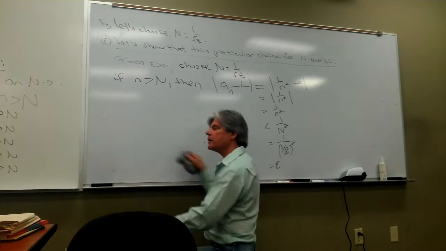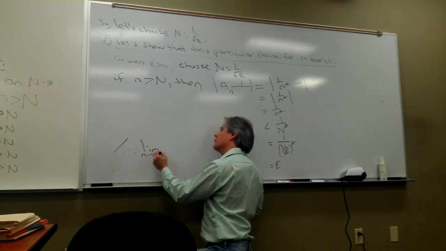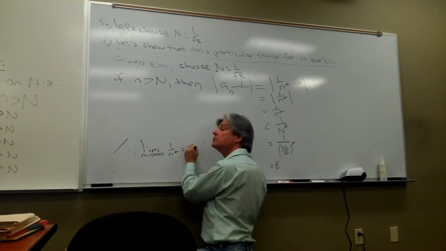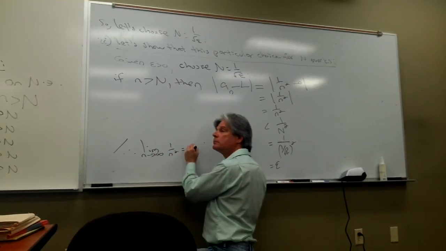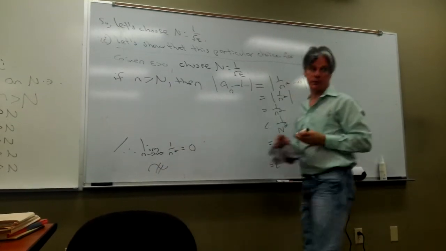Therefore, I'll make my proclamation. It is indeed the case that the limit, as n increases without bound, of 1 over n squared is equal to, I've lost it. 0. 0 itself. Yeah, I agree. That was my L.